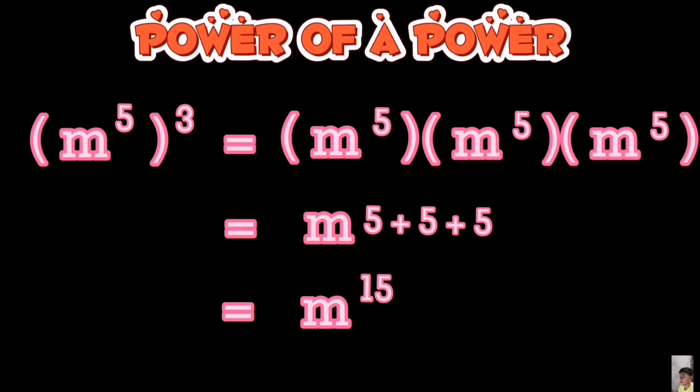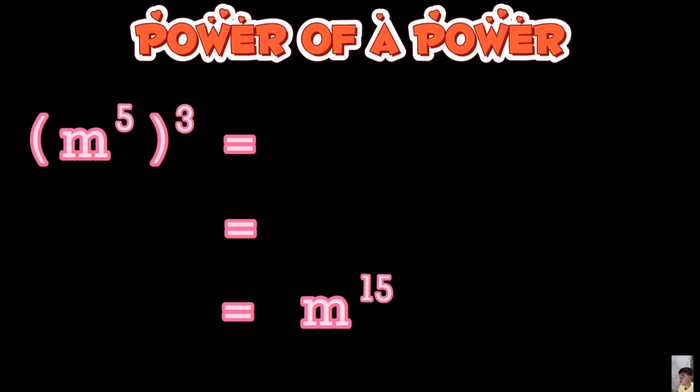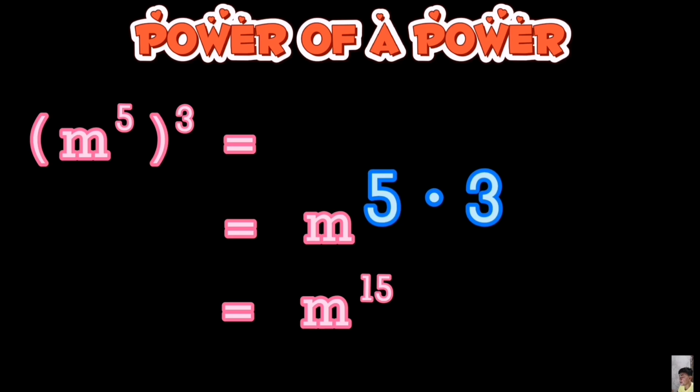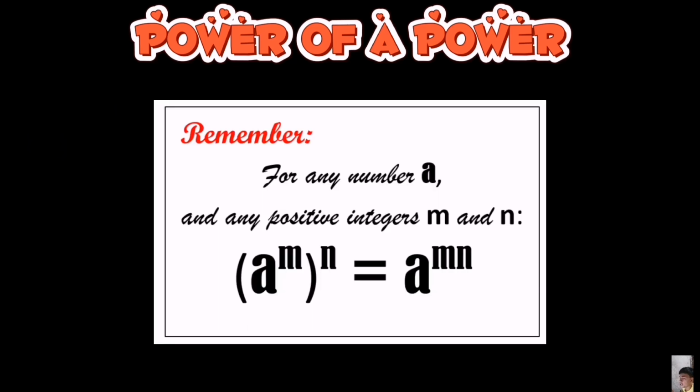Now from m raised to 5, the quantity raised to 3, we now have m raised to 15. The question is, how do we get 15 using 5 and 3? Yes, you are right. Without expanding the expression further, we can simply multiply the two exponents, and that is what the power of a power says. Remember, for any number a and any positive integers m and n, a raised to m, the quantity raised to n, is equal to a raised to m times n.